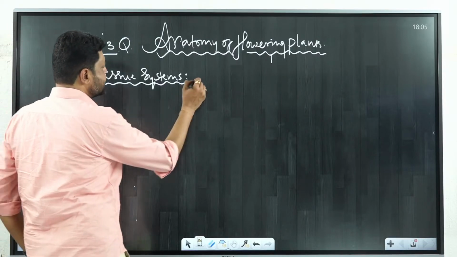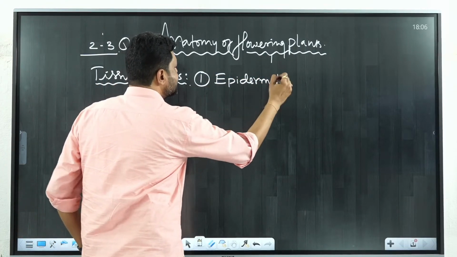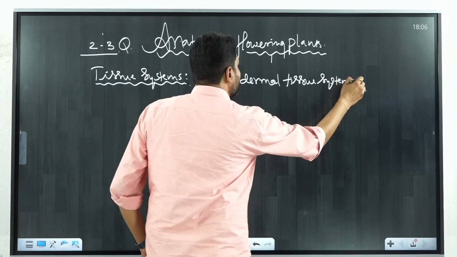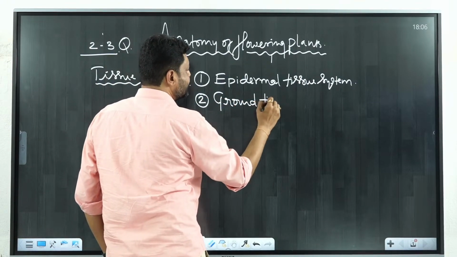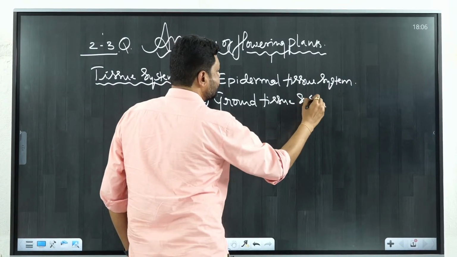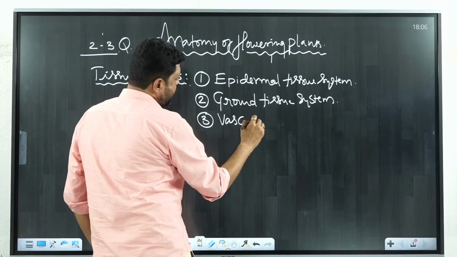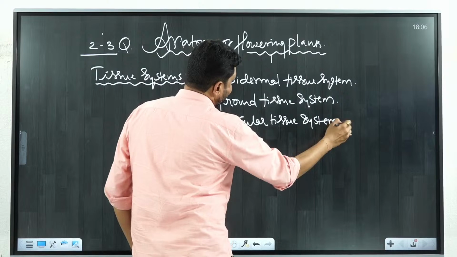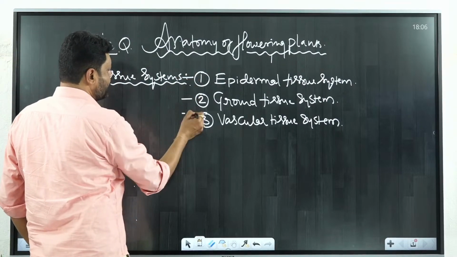Okay, so tissue systems are of 3 types: the epidermal tissue system, the ground tissue system, and the vascular tissue system. Sir, which are the most important side headings? All 3 side headings are equally important.